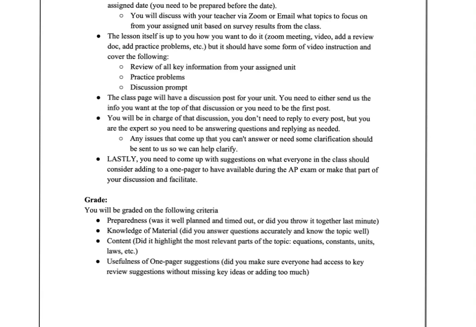They should have a deeper understanding of the difficult topics. They should have had some practice problems in a discussion prompt or some sort of conversation, and then they should know what are some good things that they can put on their one-pager.